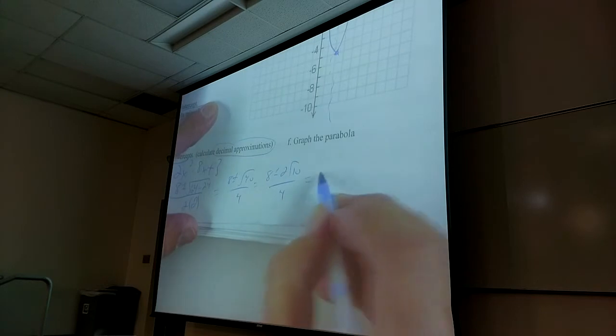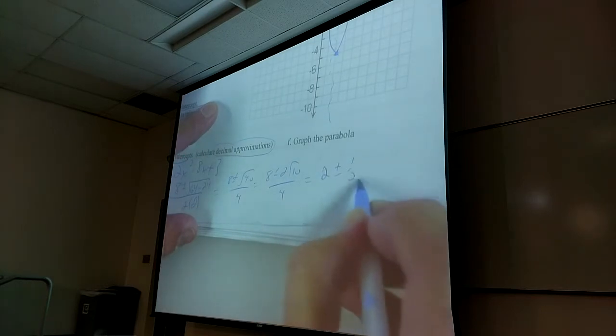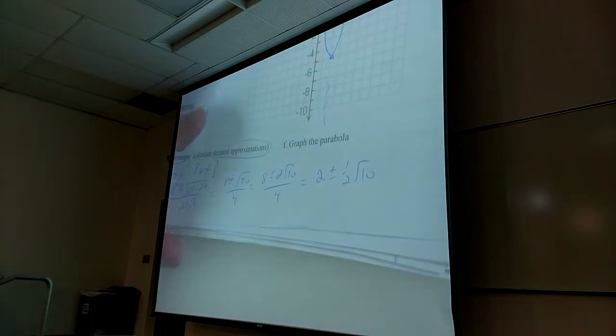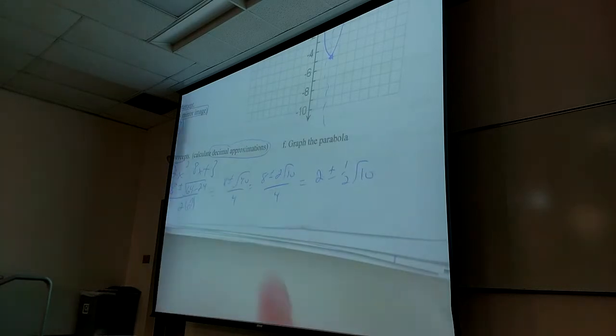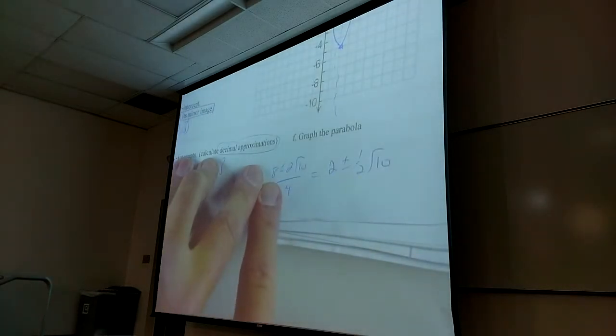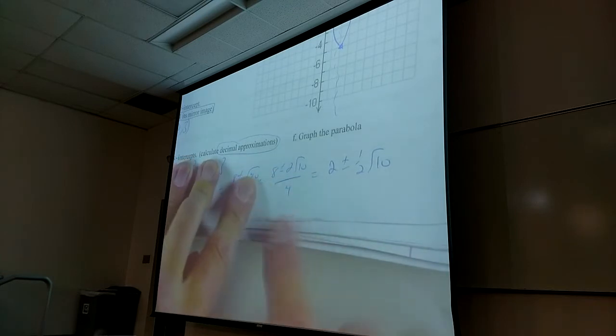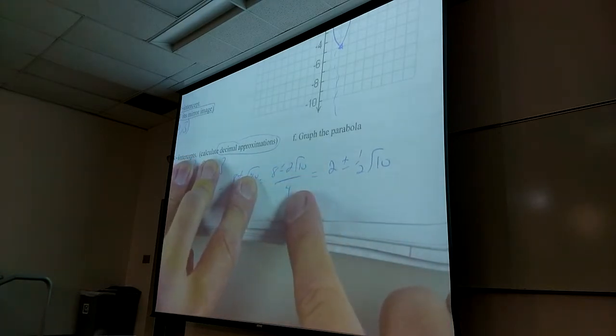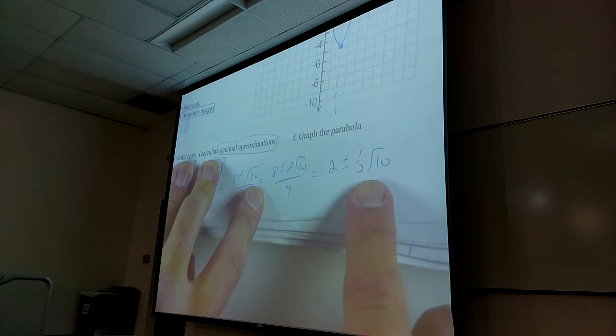Which is 2 plus or minus a half or root 10. I'll just do it like that. So if I plug those in the calculator, real quick, you guys see where that came from? You can't just go 8 divided by 4 is 2 and say 2 plus or minus 2 rad 10. 2 rad 10 is being divided by 4 also. 2 over 4 is 1/2.